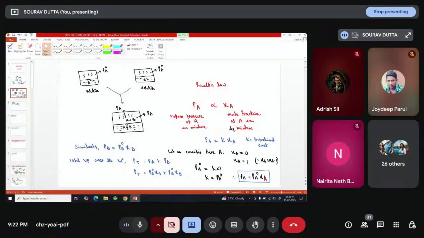In the mixture, the vapor pressure of the individual component, as well as the mole fraction of the component in the solution and in the vapor phase, can be calculated with the help of Raoult's law, and the second one is Dalton's law. Using those formulas or laws we can calculate the vapor pressure in the mixture, not in the pure state. That's why your Raoult's law is important. Clear?